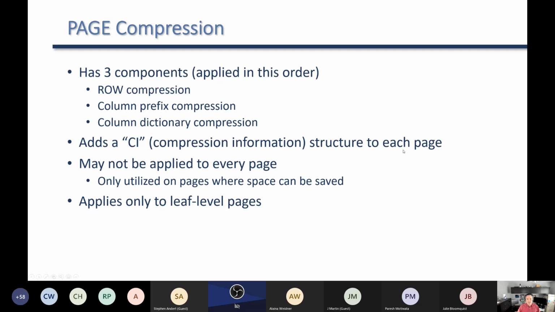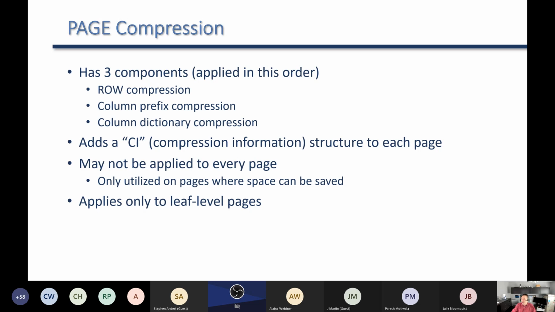So basically, on top of that column descriptor array, it's going to add what's called a compression information structure to the page, and it is going to determine how can I deduplicate the data on this page. That's why it's called page compression. It applies to an entire page, not row compression, which literally just applies to an individual row.